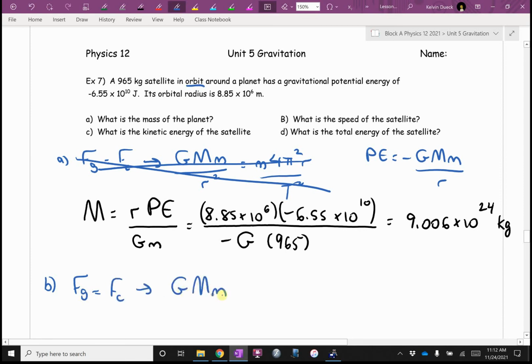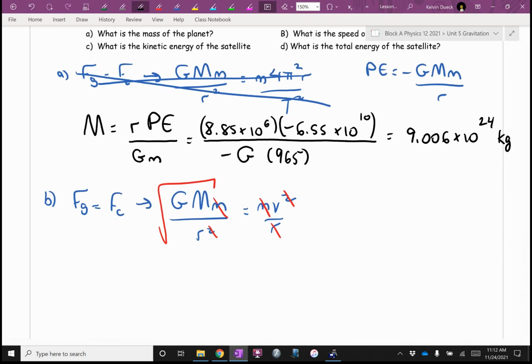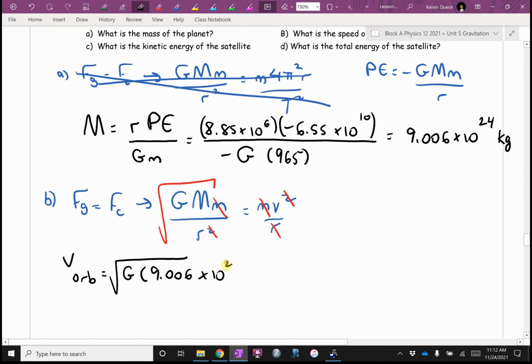Big G, big M, little m over R squared equals m V squared over R. And now I'm in familiar territory. One of the R's cancels, little m cancels. And yeah, Alexis, it sounds like you almost memorized it. It's the square root of big G, big M over R. And now I know all those. V orbital is going to be the square root of big G. I'm going to write 9.006 times 10 to the 24th, but I'm using my answer button.